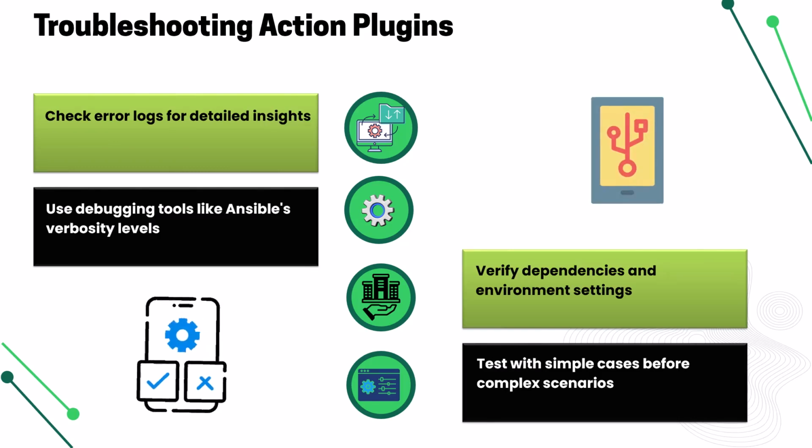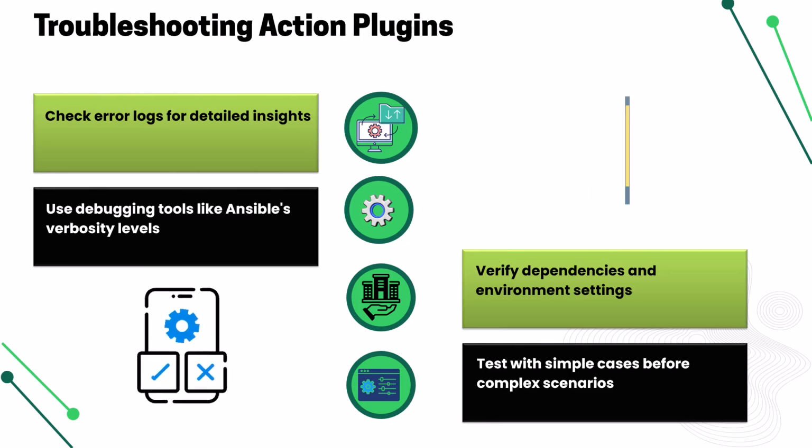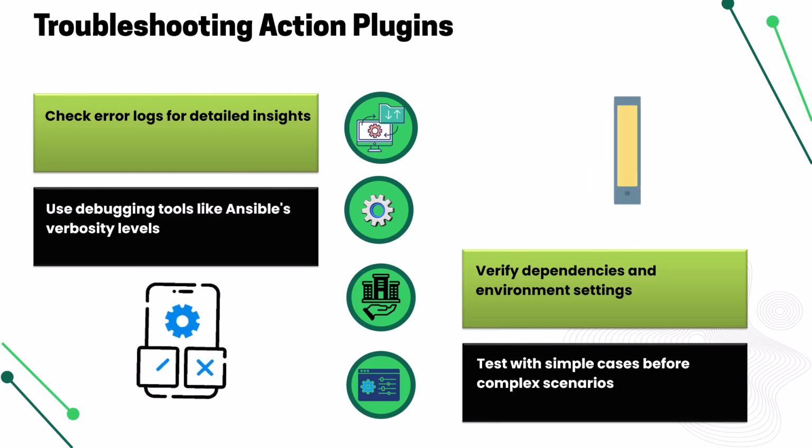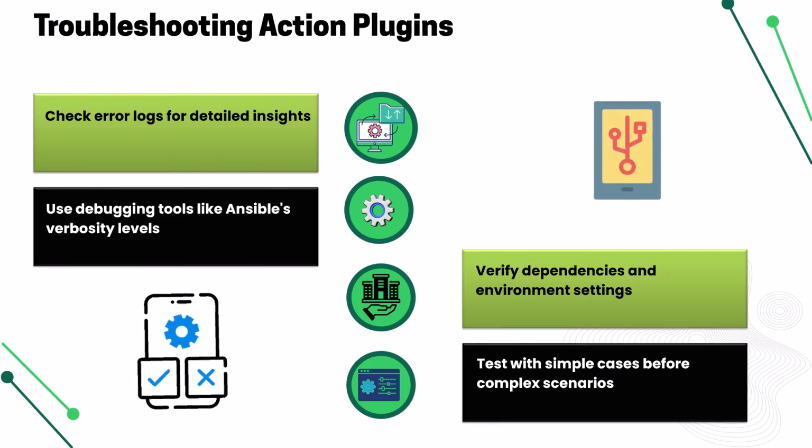Trust me, troubleshooting plugins is like detective work, minus the cool trench coat. First, error logs are your best friend. They'll tell you what's wrong. Next, debugging tools make life easier, like Ansible verbosity levels. Check dependencies and environment settings, because half the time it's the little things tripping you up. Finally, start simple before testing complex setups. Trust me, it's way less frustrating.